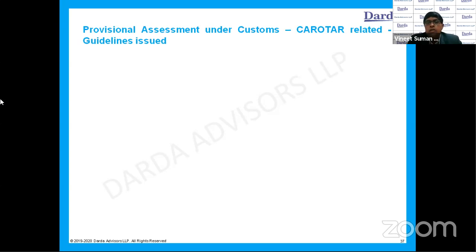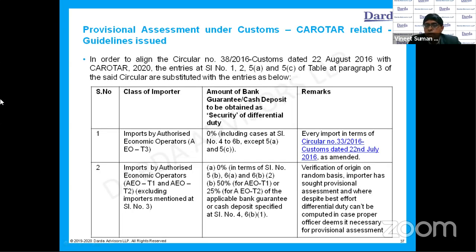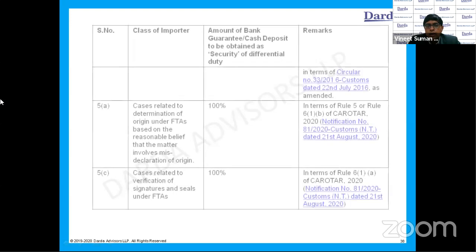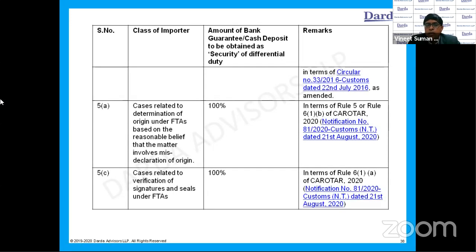Now, a question came about the provisional assessment. If I'm getting goods, I need to clear them under provisional assessment. Do I need to give a bank guarantee or a cash deposit as security for the differential duty or not? For AEO Tier 3, Tier 2, they have given relief, which continues, except for cases related to determination of origin under FTA, based on the reasonable belief that the matter involves misdeclaration of origin, or cases related to verification of signature and seals under FTA. Under customs, there are different seals which have been globally recognized. In both scenarios, irrespective of the status of AEO, EOU, SEZ and all, you need to give 100% bank guarantee and cash deposit.